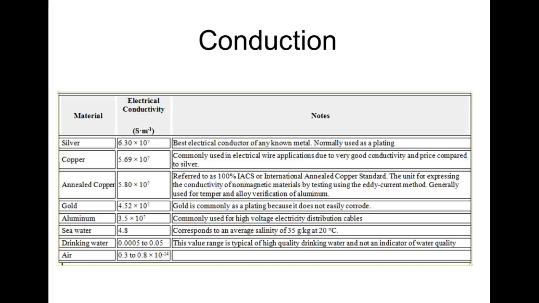Of course, you're looking at the thing. Copper is not the best. Silver is actually the best. So of the known metals, silver is the best conductor of electricity, followed closely by copper, annealed copper, which is still copper, gold, aluminum, and then they drop down into non-metals, seawater, drinking water, and air. You can see air is really poor. The bigger the number here, the better the conductor, right? This is what we call Siemens. So silver is the best conductor, copper is the second best, followed by gold, followed by aluminum.